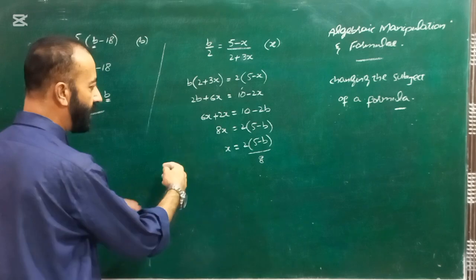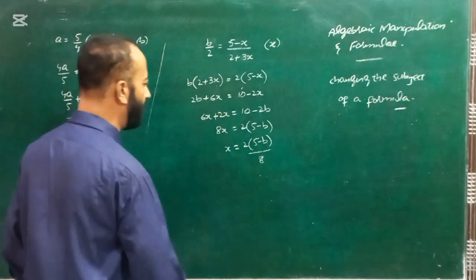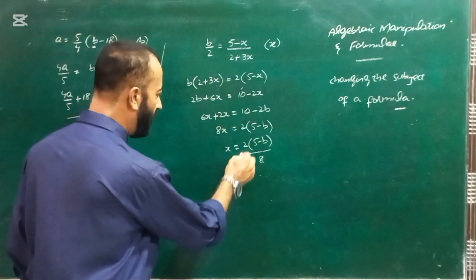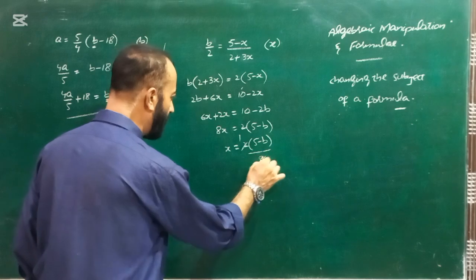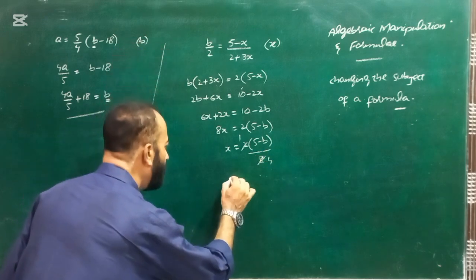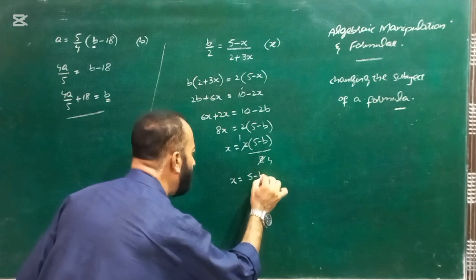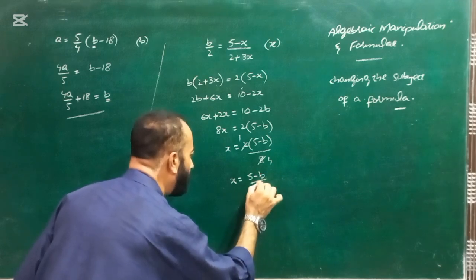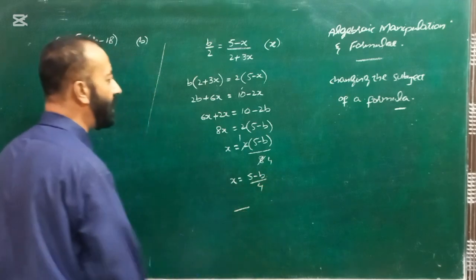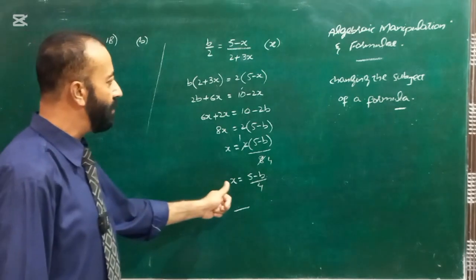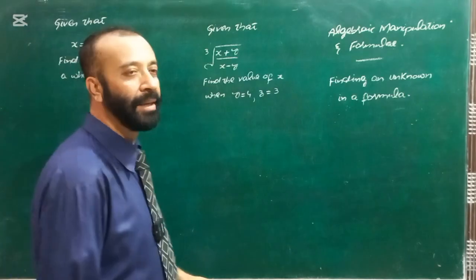So look now, x is separated now, so it has become the subject, but we will simplify the values. So 2 ones are 2 and 2 fours are 8. So x is equal to 5 minus b over 4. So this is the answer. x has been made the subject.